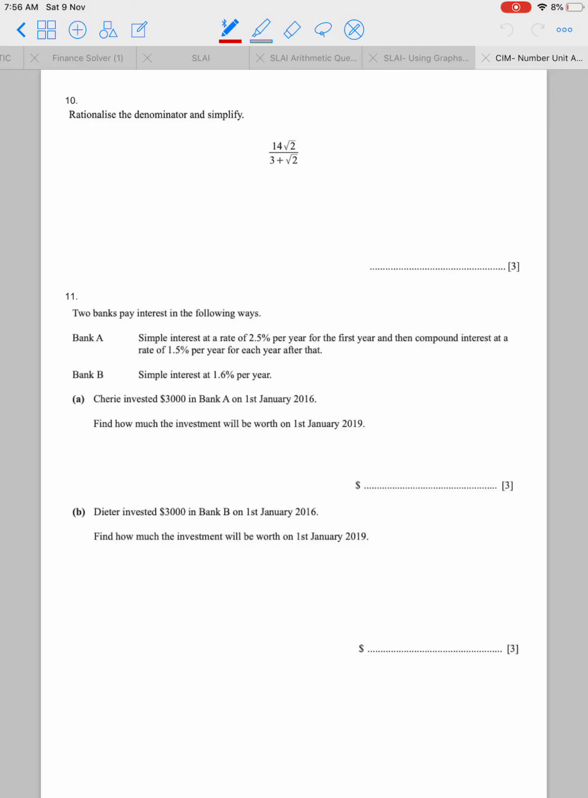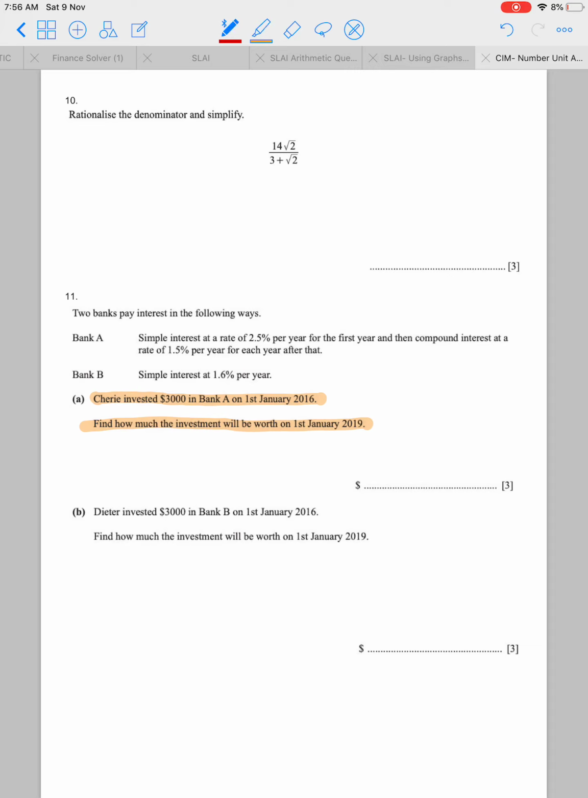Okay, there's a lot of reading going on here. Okay, so we just got to be careful. Sherry invested 3,000 in Bank A. Okay, 3,000 in Bank A, and it looks to be for a 3-year investment. So let's just take this.